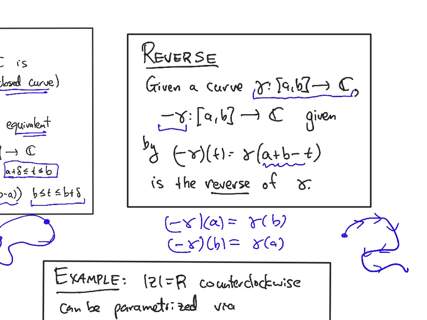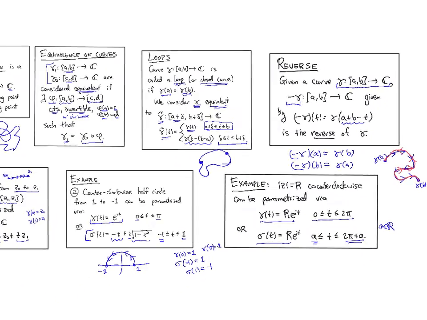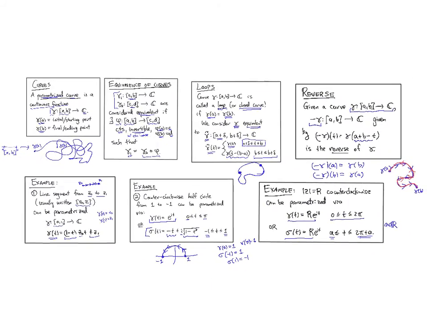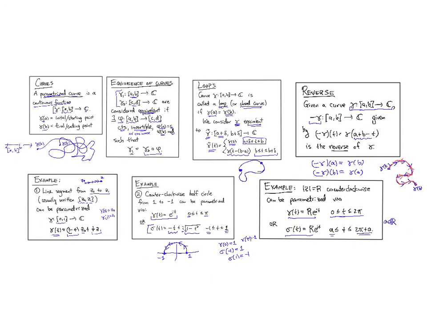Parametrizing a curve basically just gives it a direction. And so minus gamma just goes the opposite way. So these are all the very basic notions related to continuous curves in the plane. And now let's get into one-forms and how we can integrate a one-form over a curve.